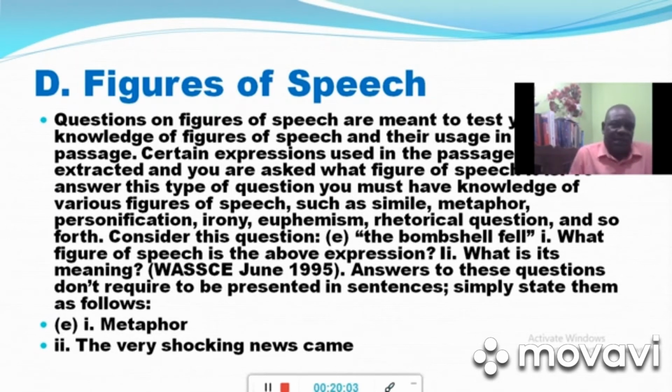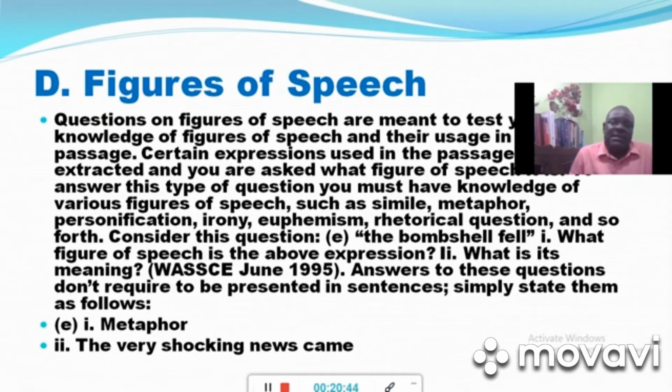Let me give you one example. If I say that Okonkwo is a lion in the battlefield, a lion in the battlefield is a metaphor. It's a metaphor for Okonkwo. It is painting a picture of the kind of person Okonkwo is. And that is what metaphors are all about. So the bombshell fell is a metaphor for a shocking piece of news. And in the passage, you will discover that that is exactly what it is referring to.